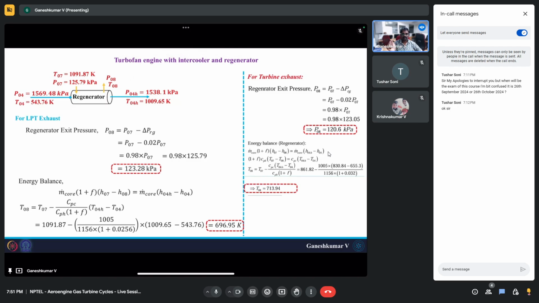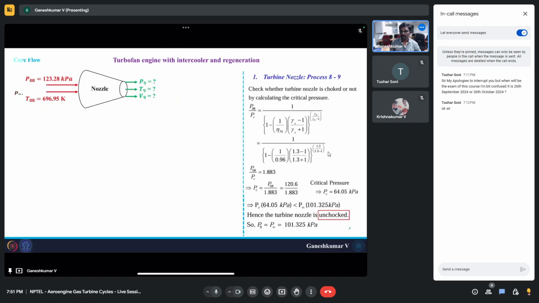So the temperature at the exit of the regenerator will be 696.95 Kelvin. So you can see that from 1091 Kelvin, it reduces to 696 Kelvin, while increasing the cold stream from 543 Kelvin to 1009 Kelvin. Okay, so you should just try to understand these numbers.